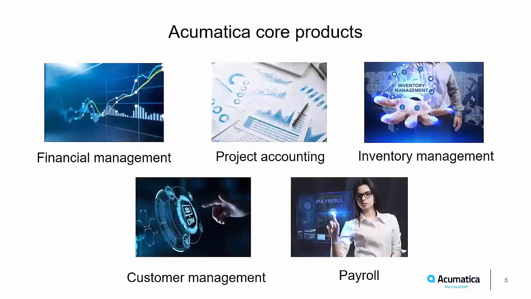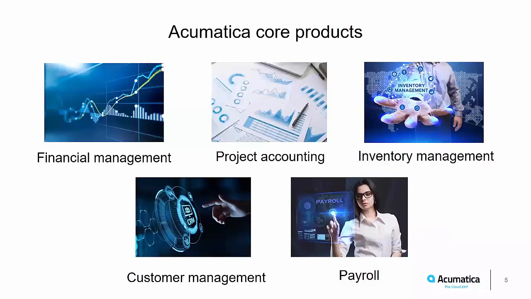So when we look at Acumatica core products, it is made up of these 5 main sections. It has a financial management solution, a project accounting, a built-in inventory, sales order processing, inventory management, purchase orders, side of it. It has an integrated CRM. Just recently in the latest release, they have also released an integrated payroll.